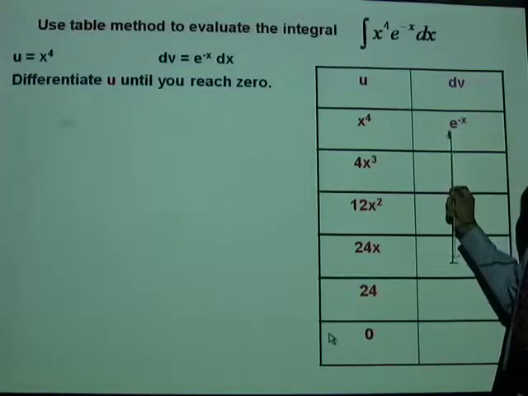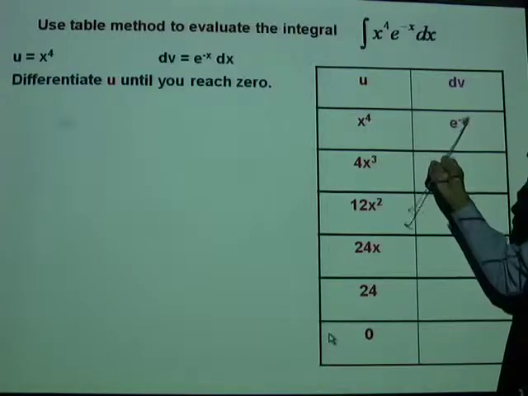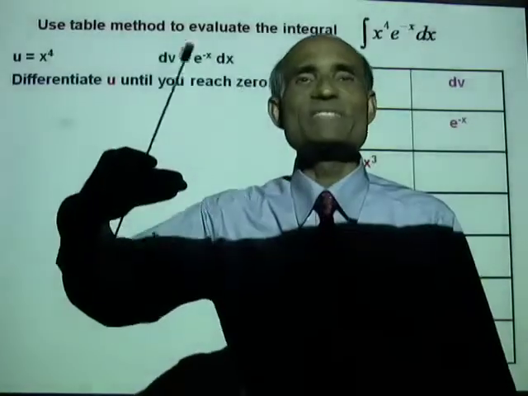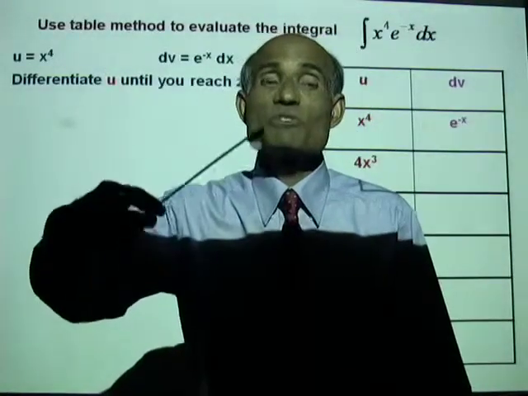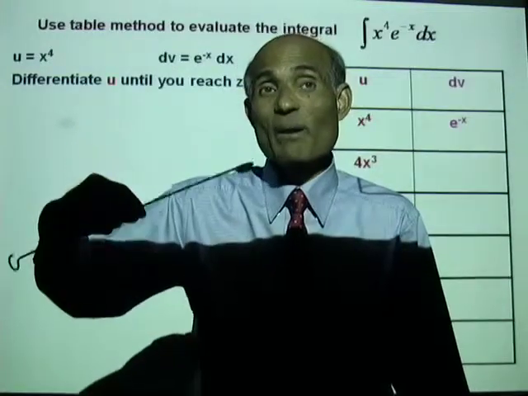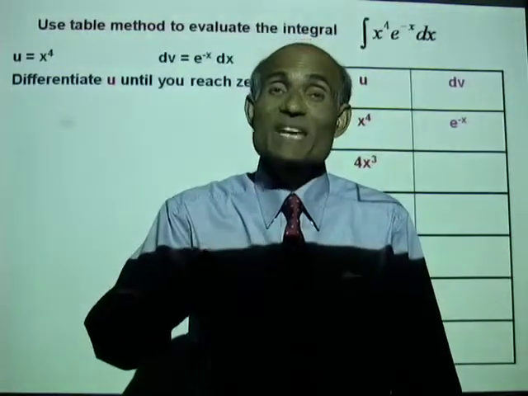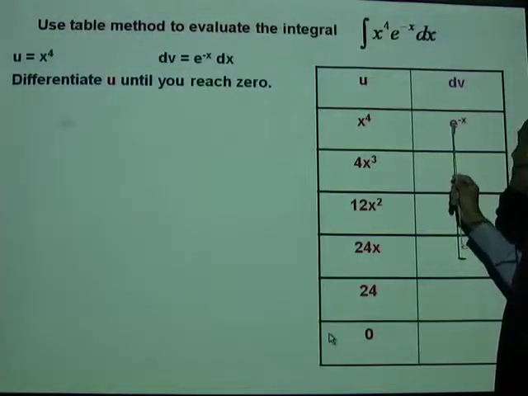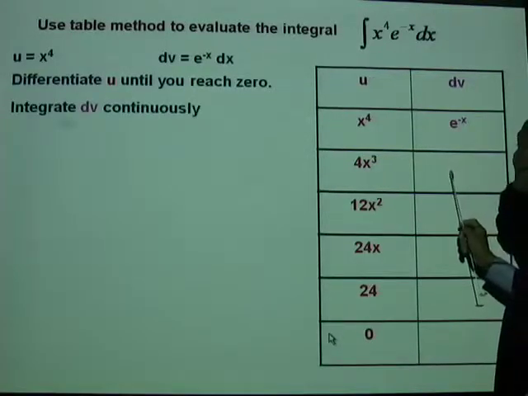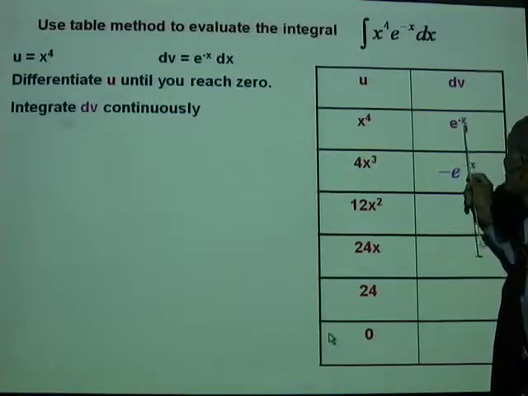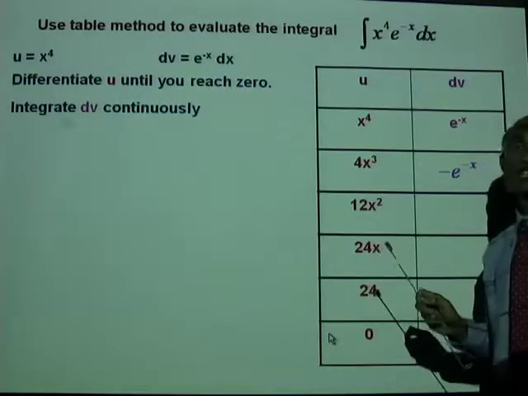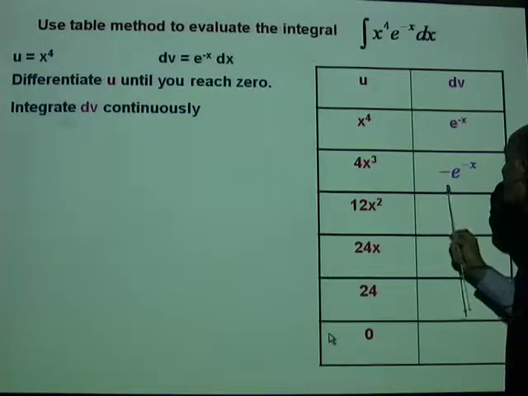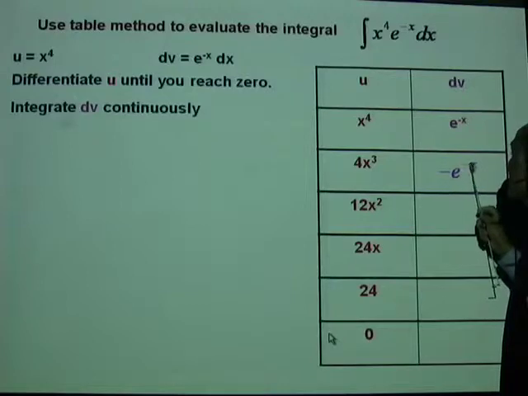We now go to the right side and integrate e to the power of negative x dx continuously. What is the integral of e to the power of negative x? It is e to the power of negative x divided by negative 1. So it is negative e to the power of negative x. So the integral of e to the power of negative x dx is negative e to the power of negative x. Okay, what do you get if you integrate this? Negative e to the power of negative x.